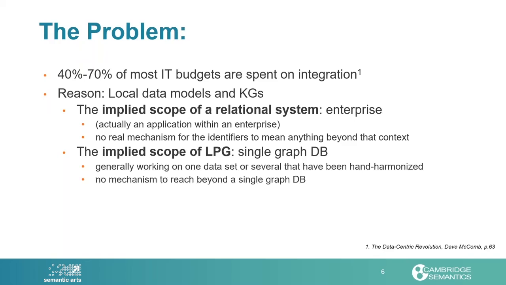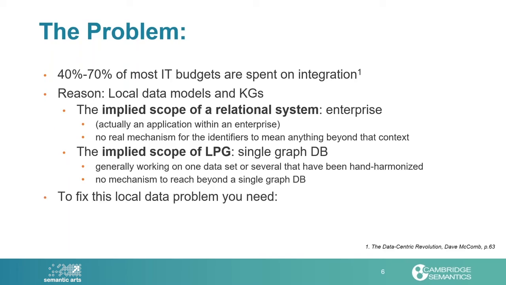But again, there's no real mechanism to reach beyond a single graph database in terms of sharing schema, sharing meaning, things like that. So this local problem ends up creating silo after silo of data that has to be integrated, hence the high integration costs.